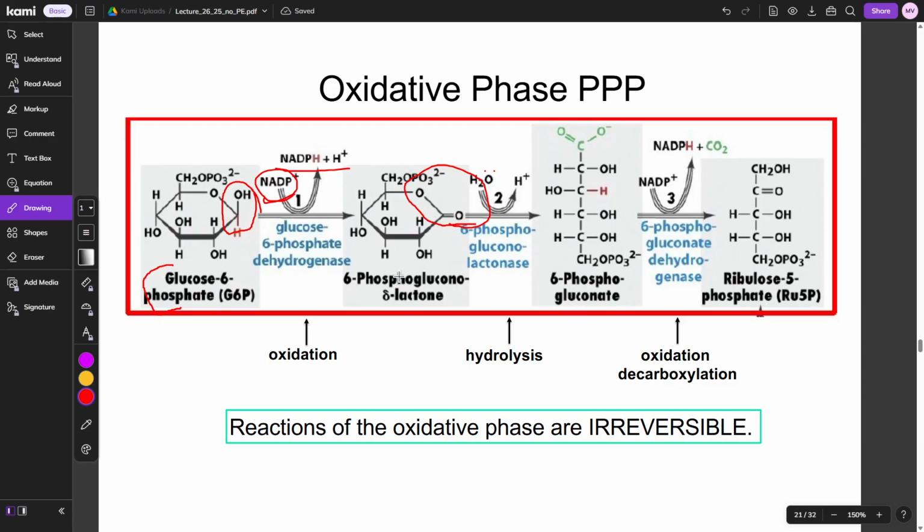6-phosphogluconate, 6-phosphogluconolactone, 6-phosphogluconate. Notice how this is now a hydrolysis, so we're actually opening up the ring. And then this last step here is a decarboxylation reaction where we also make another NADPH.